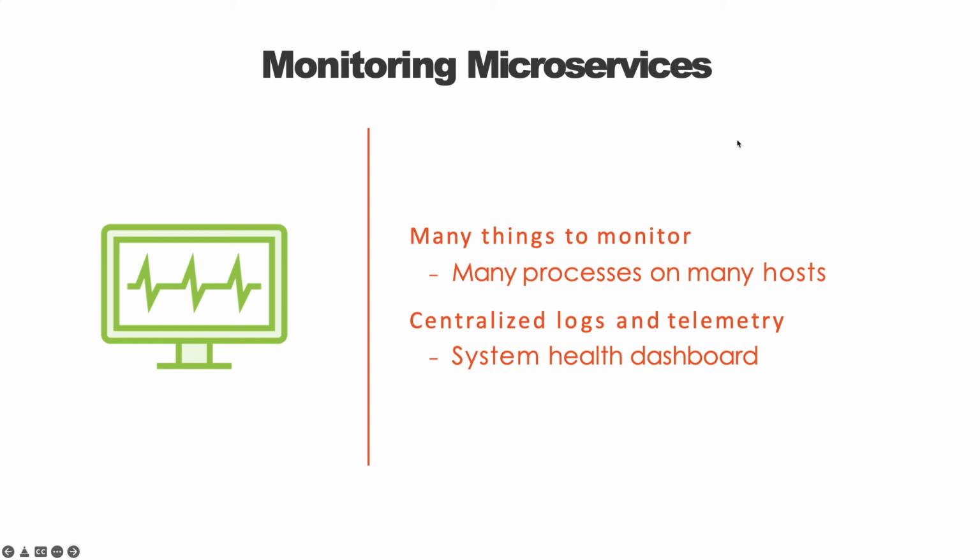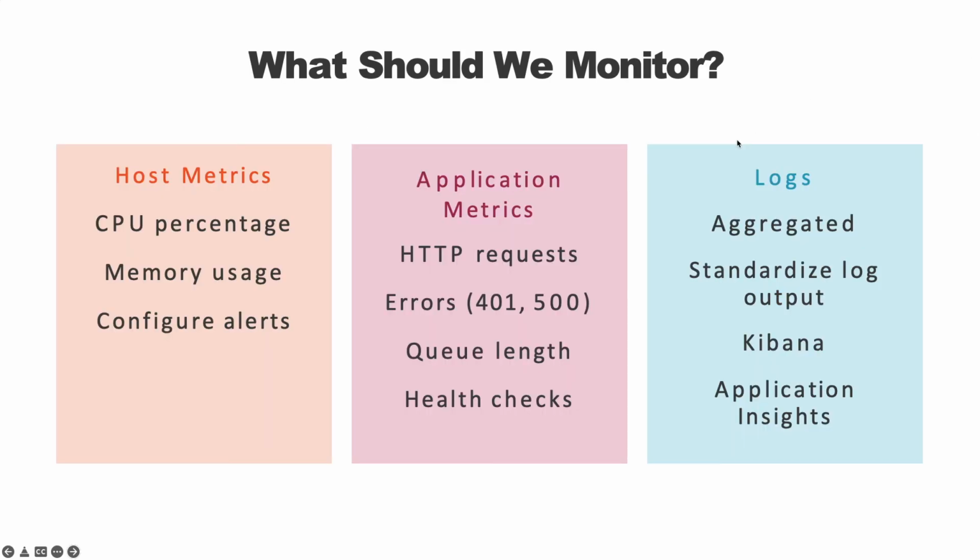To do so, we have to distinguish between different levels of monitoring. The first level is related to the host itself. We should monitor the CPU percentage and the memory usage, and configure some alerts in the system. We should also monitor the application metrics, everything related to the application: the HTTP requests, the number of requests we get, the errors we return, the queue length, and the health check of the system.